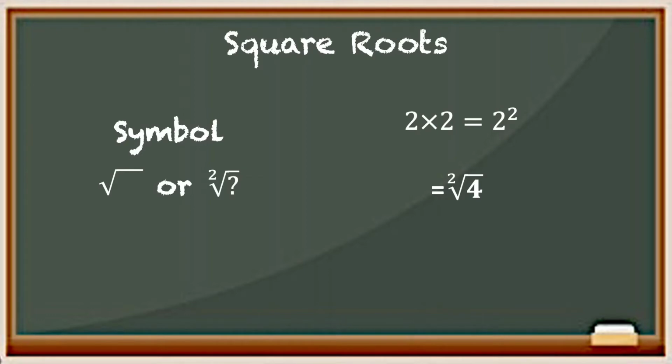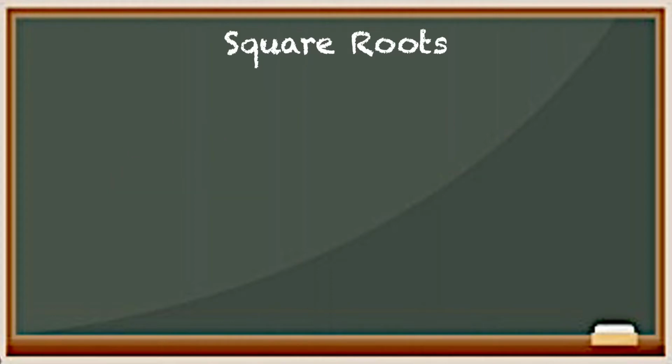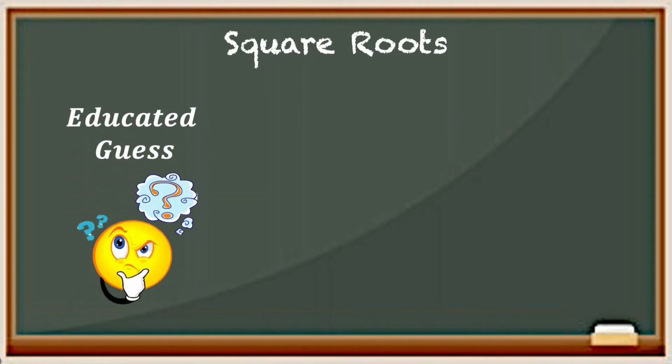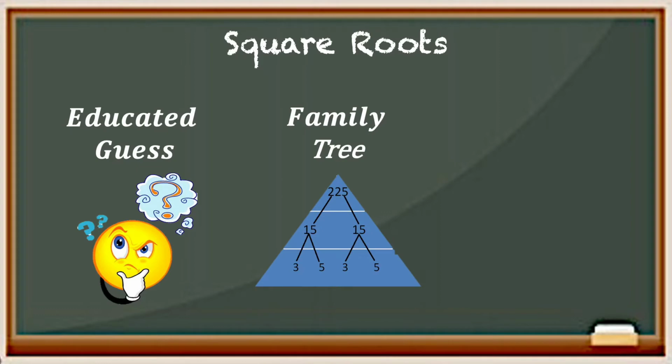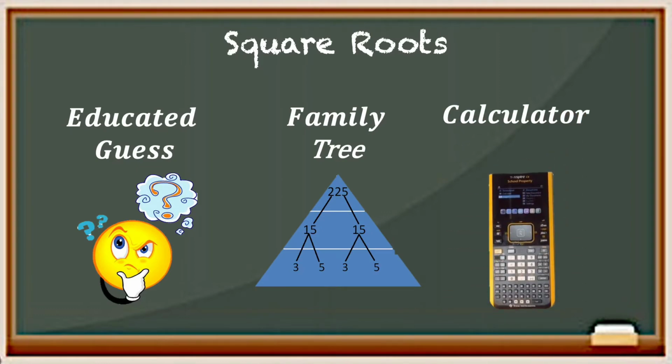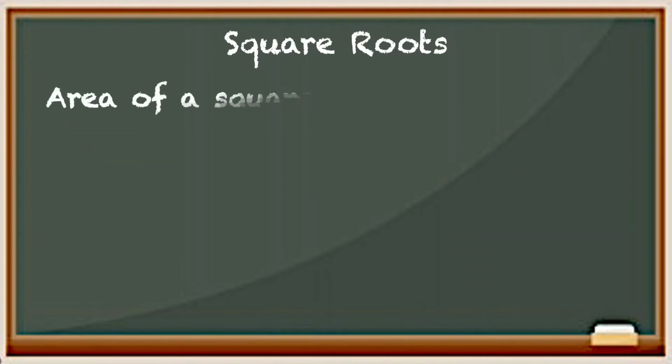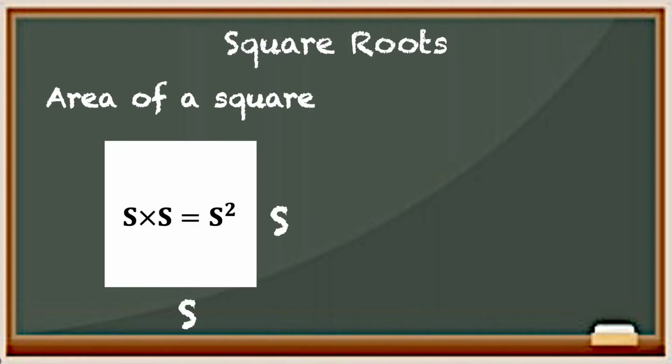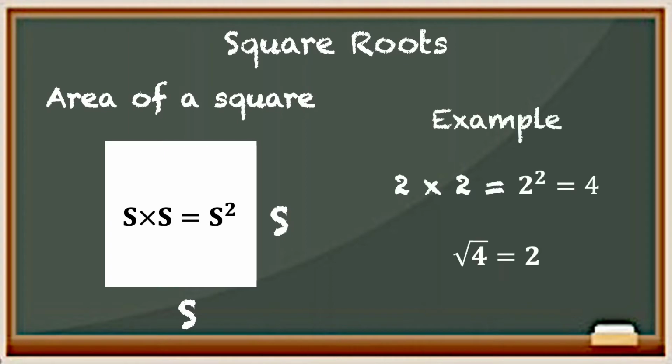As you have learned in the past, there are 3 ways to get square roots: making an educated guess, using a factor tree, and/or the less recommended way, a calculator. It is best to think of square rooting as taking the area of a square, which is side times side is equal to side squared, which is shown in this example.